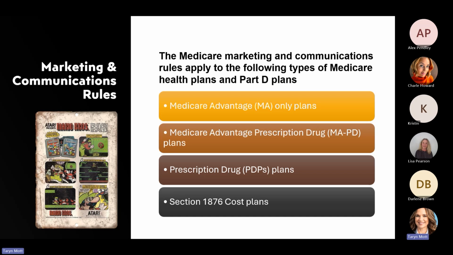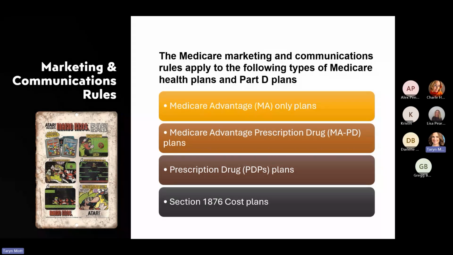Marketing and communication rules. The Medicare marketing and communication rules apply to the following types of health plans and Part D plans. You've got your MA, MAPD, PDPs, and Section 1876 cost plans. So every rule that we're going to talk about is going to pertain to those types of plans.